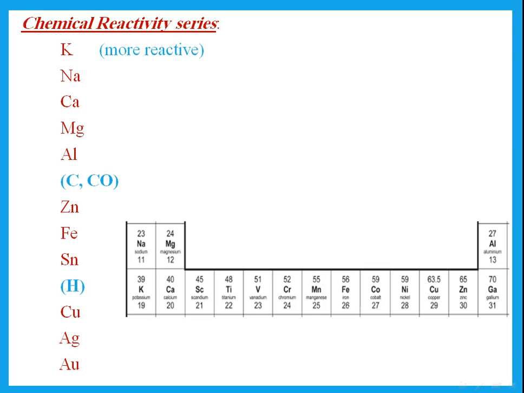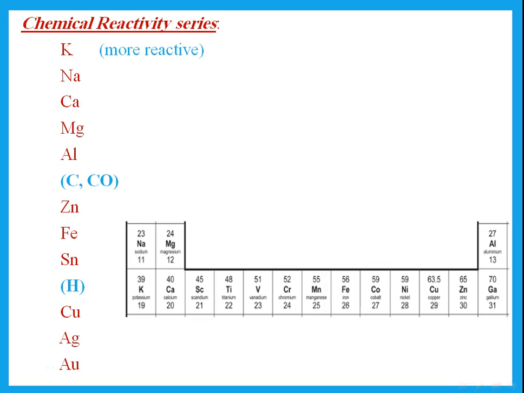So just looking at the periodic table, you know that everything in group 1 is more reactive than group 2, and group 2 is more reactive than group 3, and group 3 is more reactive than transition metals. So, and within the same group, the one below is more reactive than the one above.